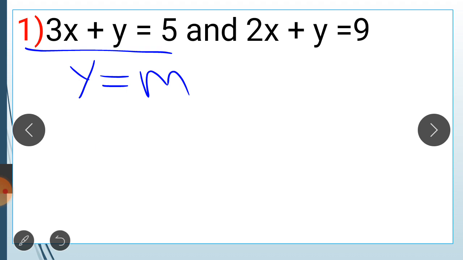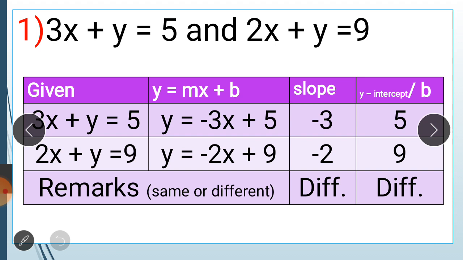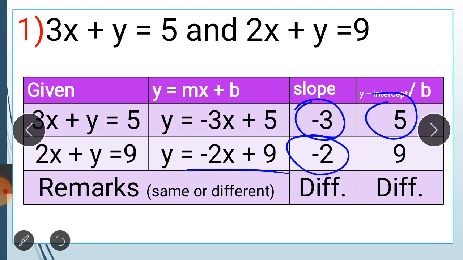Anyway, this is a topic already discussed during the discussion of linear equations in two variables. Okay, so if you're going to identify the slope and the y-intercept, it will be like this. For 3x plus y equals 5, the slope-intercept form is y equals negative 3x plus 5. Slope is negative 3, y-intercept is 5. On the second equation, the slope-intercept form is y equals negative 2x plus 9. Slope is negative 2, y-intercept equals 9.